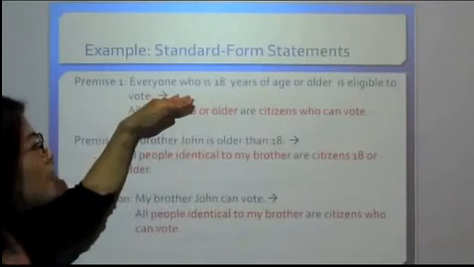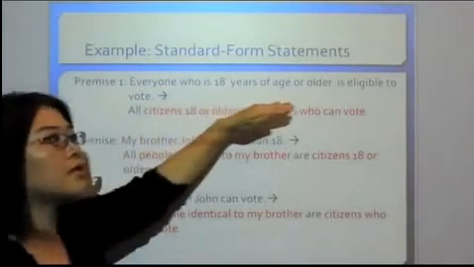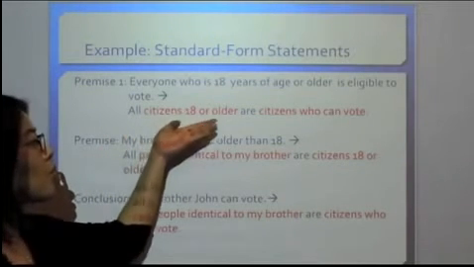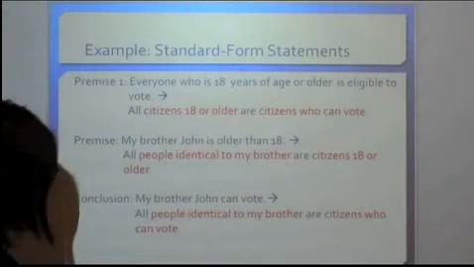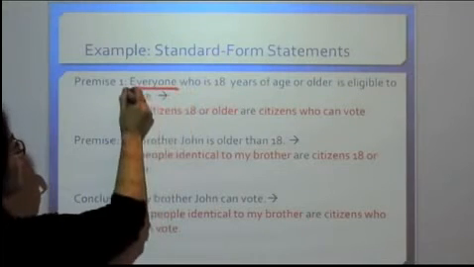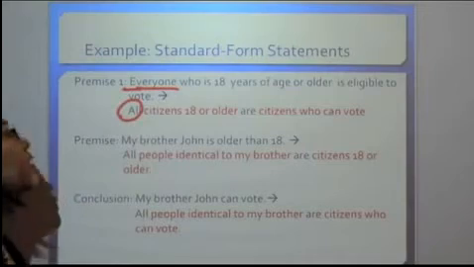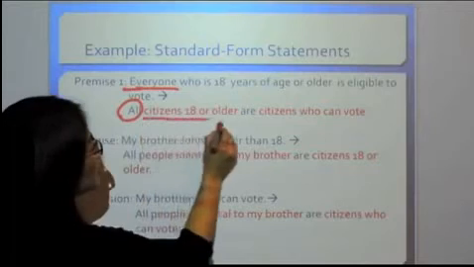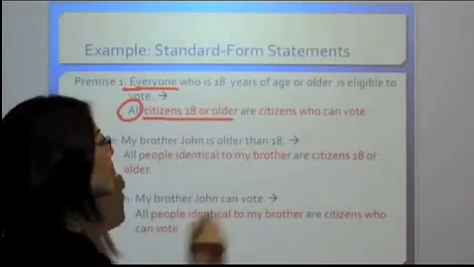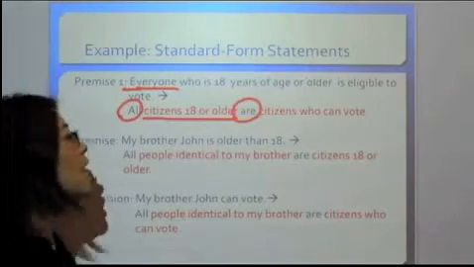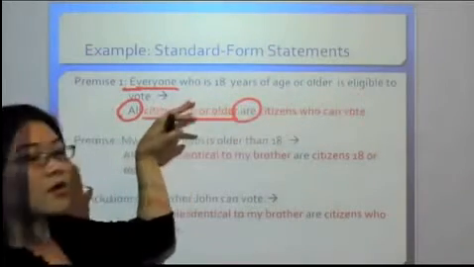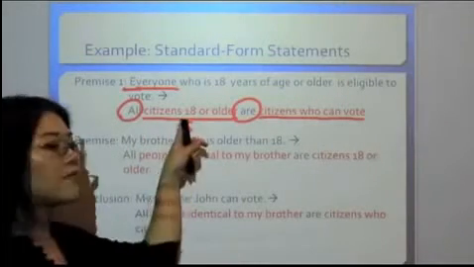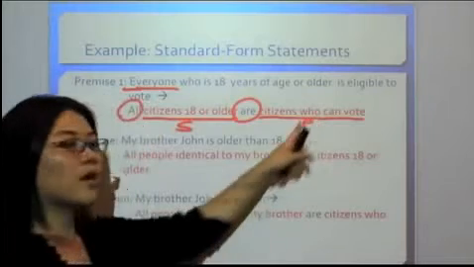So we have the statement, everyone who is 18 years of age or older is eligible to vote. And we're going to translate that to all citizens 18 or older are citizens who can vote. Now, everyone tells us that we're talking about all as the quantifier. Who is 18 years of age or older gets translated to citizens 18 or older. Then we inserted the copula are, and then eligible to vote turns into citizens who can vote. So this is the subject term of this statement, and this will be the predicate term of this statement.